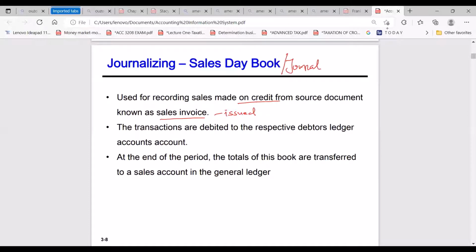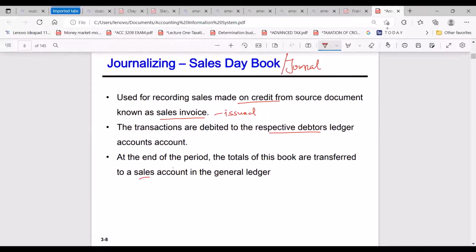At the end of the period, the totals in this particular sales daybook are transferred to the general ledger and recorded in an account known as the sales account. The same transactions are transferred to the individual debtors' accounts, the respective debtors. The respective debtors' accounts are recorded, and at the end of the period, the totals are recorded in the sales account in the general ledger.